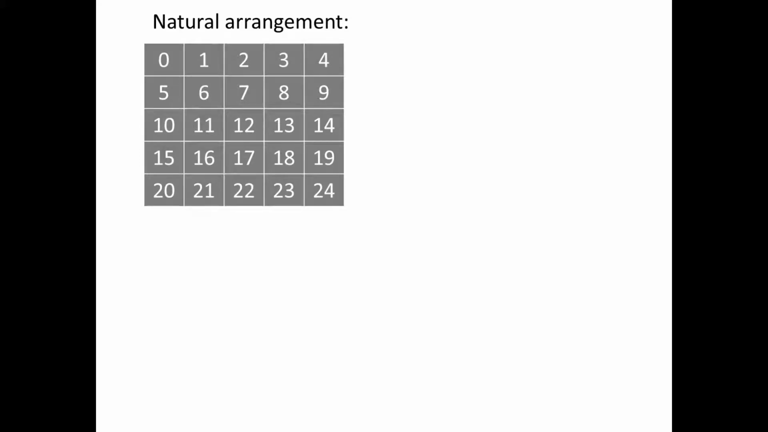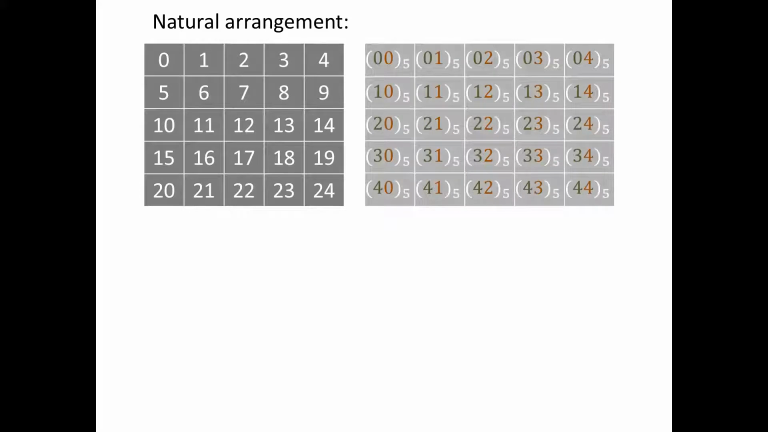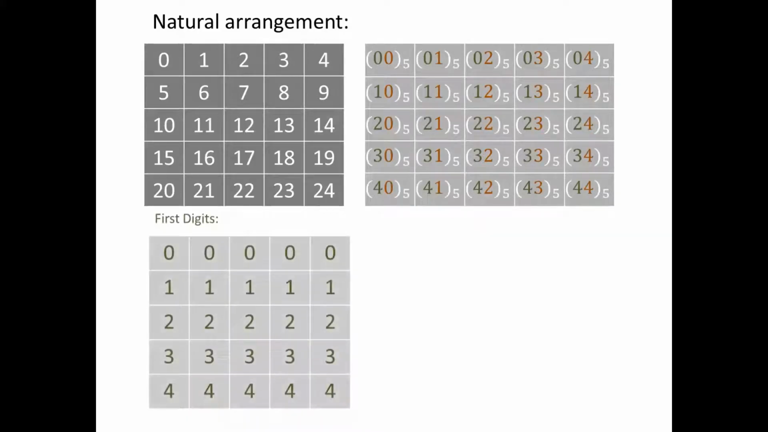And we can express all these numbers in quinary expressions, 0, 0, 0, 1, all the way to 4, 4. Each expression has 2 digits. I use different colors for first digits and for second digits. We separate the table into 2 tables, one for the first digit, the other for the second digit.